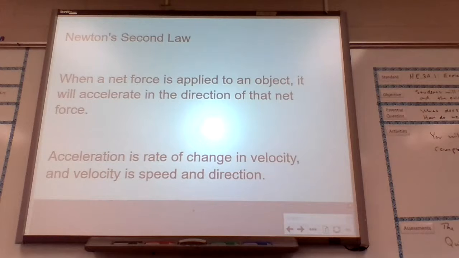Now recall, acceleration is rate of change in velocity. This is from our very first unit, where we're learning how to describe motion at its most basic level. Acceleration is rate of change in velocity. And velocity is speed and direction. So it's important that we understand what accelerate means. In most of our everyday life, when we hear the word acceleration, we think of an object that is speeding up. But that's not all of it. Because velocity is speed and direction, it's any change in speed, direction, or both.